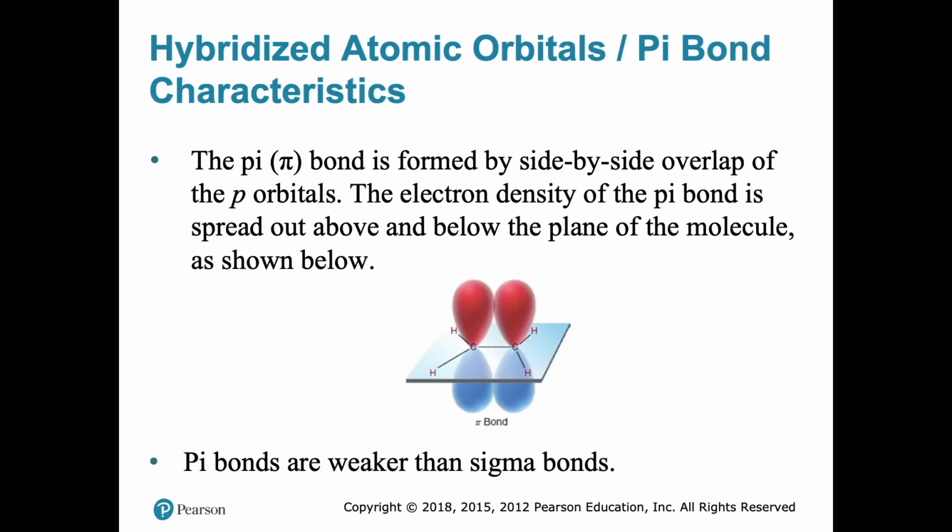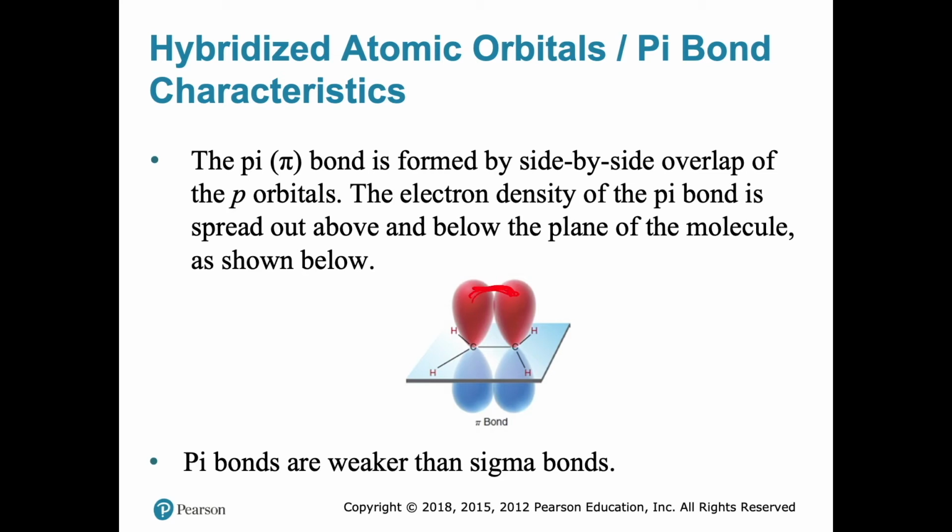Okay, so this is again me jumping the gun here. I drew it for you in the last slide, but it's telling you here, right? The pi bond is formed by side-by-side overlap of the p orbitals. So here we have side-by-side overlap of the p orbitals, and then you can have a pi bond there.